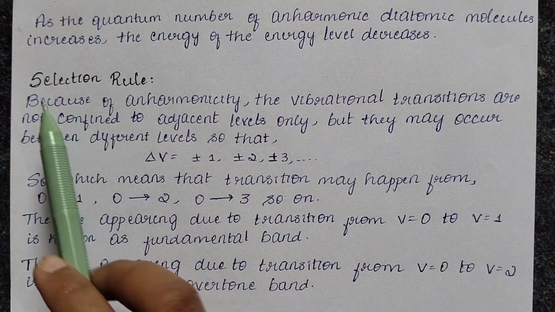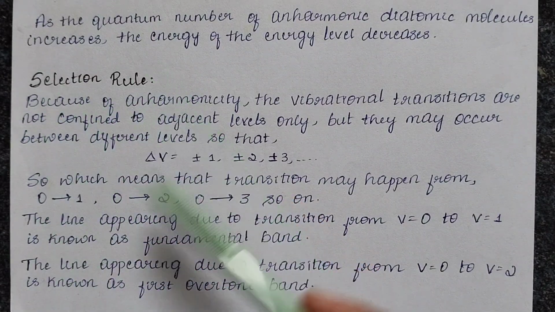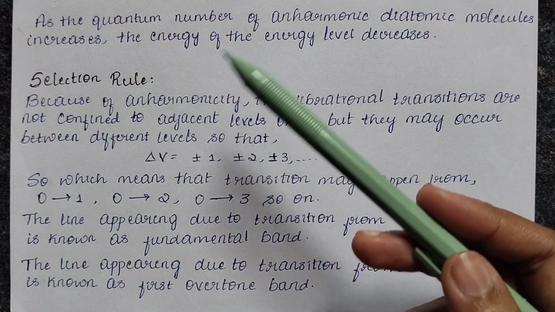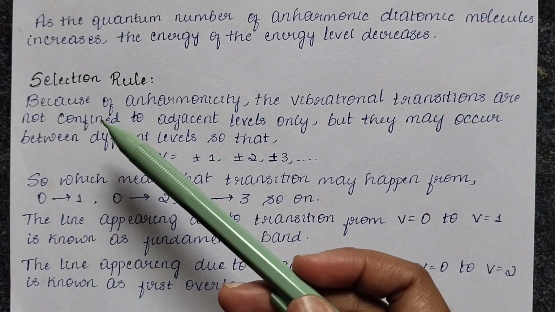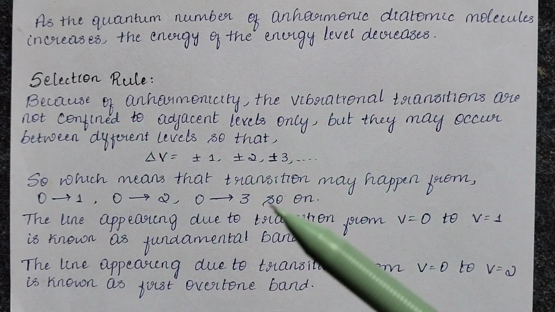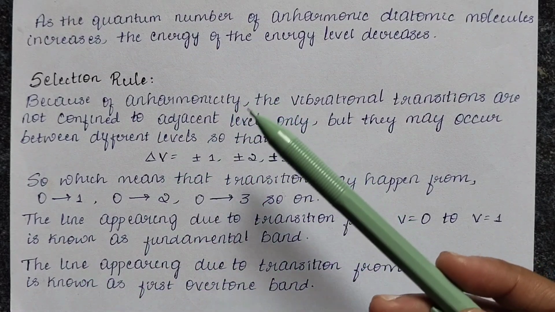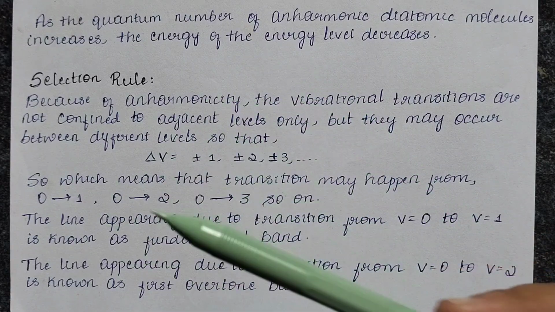Now, let us see the selection rule. Why is the selection rule important? In the previous video, we saw that transitions of electrons from lower to higher energy levels, or from higher to lower, are purely selected, because in some spectroscopic methods transitions need a specific criterion to be fulfilled in order to occur.